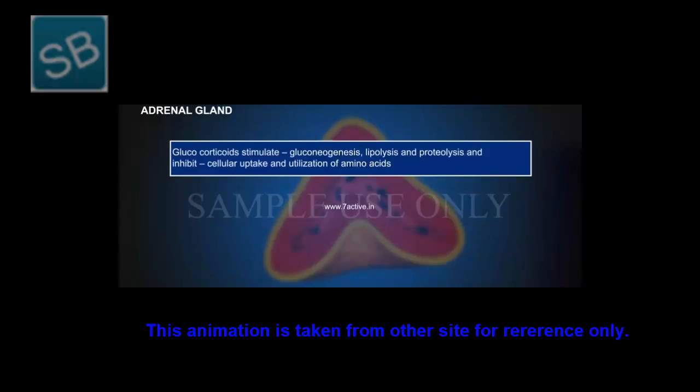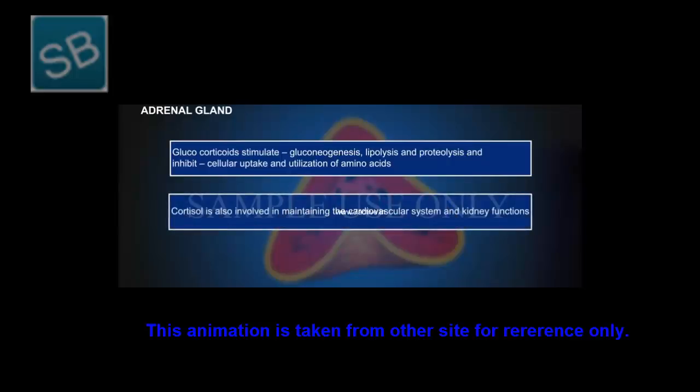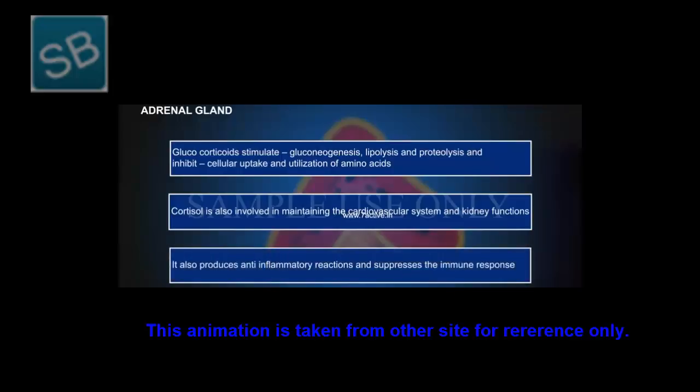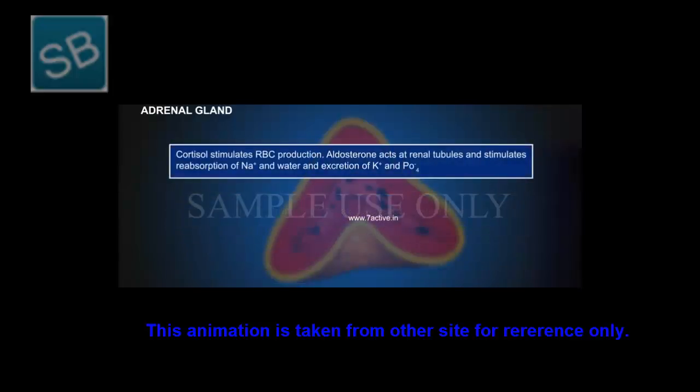Glucocorticoids stimulate gluconeogenesis, lipolysis, and proteolysis, that is, they inhibit cellular uptake and utilization of amino acids. They are also involved in maintaining the cardiovascular system and various kidney functions. They also produce anti-inflammatory reactions and suppress the immune response in the body.